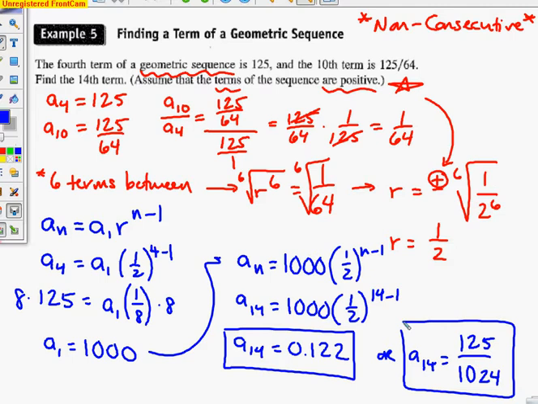So 125 over 1024. Good. So hopefully this is the first time you've seen this problem, and you can go about doing this with future problems. Non-consecutive.